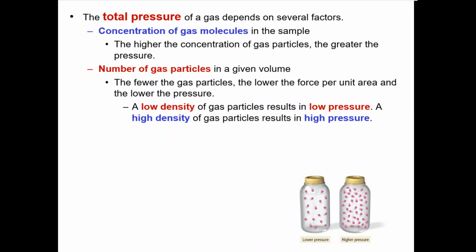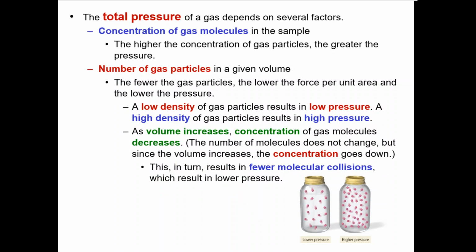Okay, so low density of gas particles results in low pressure. If I have an example like this, it's going to be low pressure, where I have gas particles sparsely scattered throughout a container. And if I have higher density, like this other example, then I'm going to have a higher pressure.